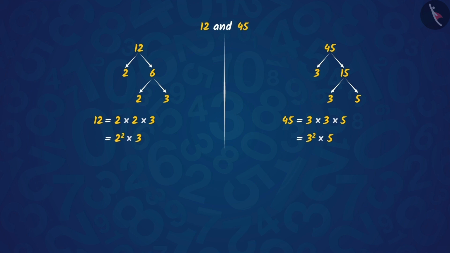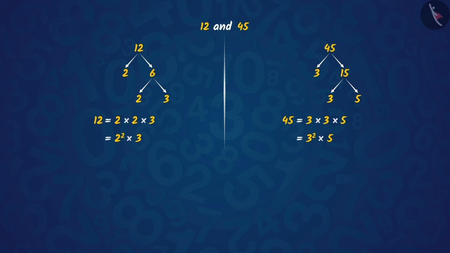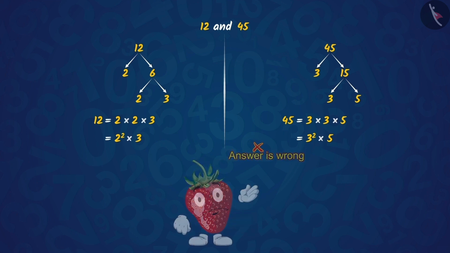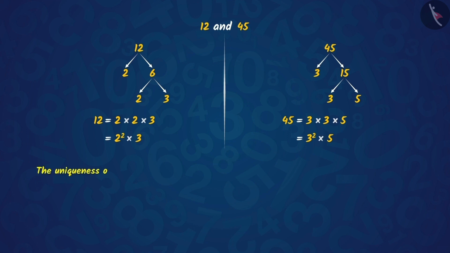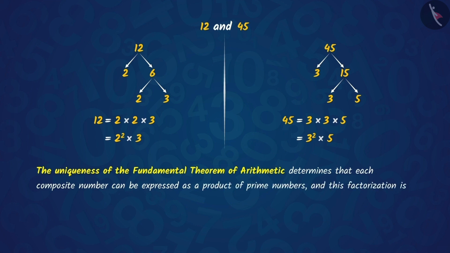Well done! If you have written the same prime factors, then your answer is correct. But if you have written some other factors, then your answer is wrong because the uniqueness of the fundamental theorem of arithmetic determines that each composite number can be expressed as a product of prime numbers, and this factorization is unique except for the order of the factors.